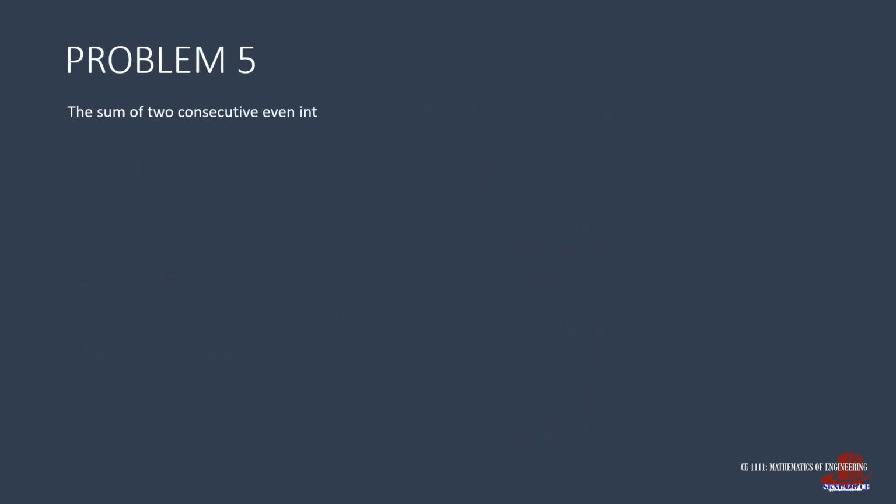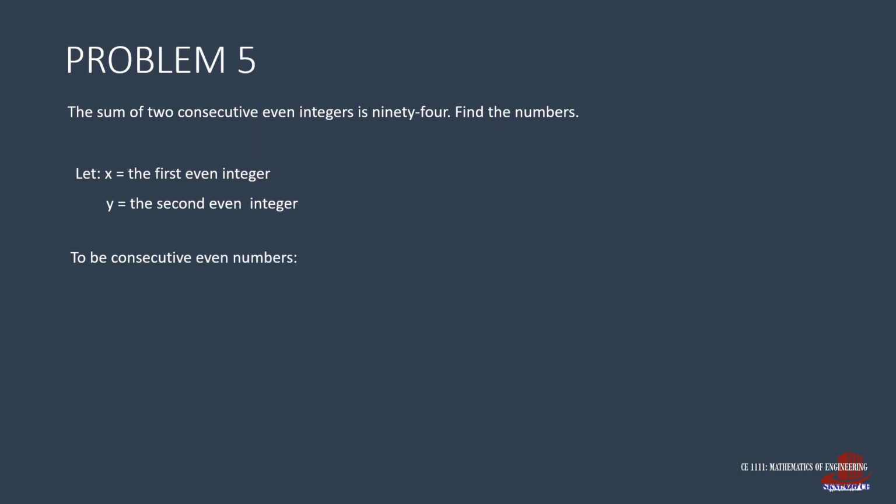The fifth problem states the sum of two consecutive even integers is 94. Find the numbers. Assign x for the first even integer and y for the second even integer. We still have consecutive numbers, although this time they should be two consecutive even numbers, which means their interval is 2. So y is then equal to x plus 2.